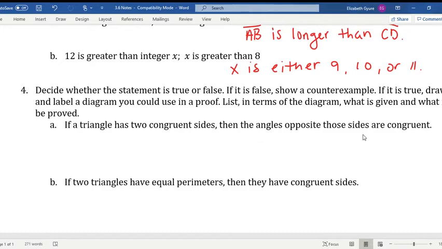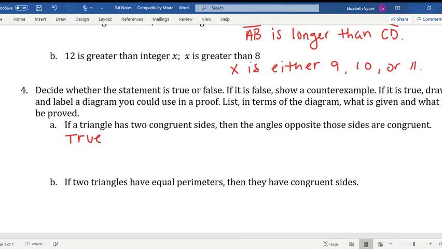Well, we actually talked about that during the notes last time. If a triangle has 2 congruent sides, that makes it isosceles. And if it's going to have 2 congruent sides, it must have 2 congruent angles. That's absolutely going to be true. So we're going to state that this is true.